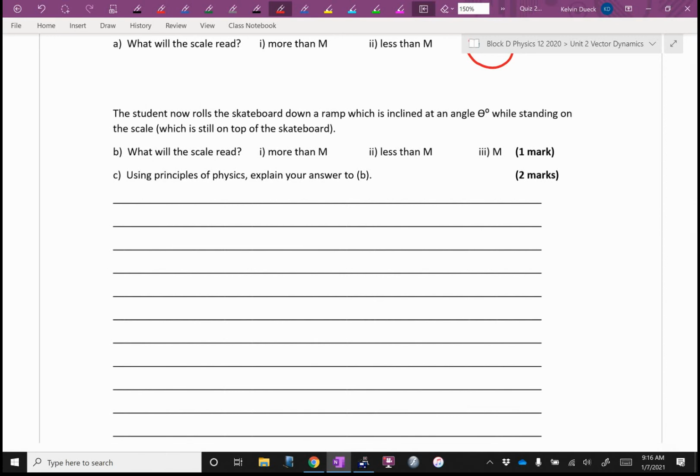What will the scale read? More than M, less than M, or M? What do you think? What'd you pick here? Allie, what'd you go with? I agree. 1 mark. Convince me. And I'm going to be pretty lenient here. So, Allie, did you give me a good argument? What'd you say?